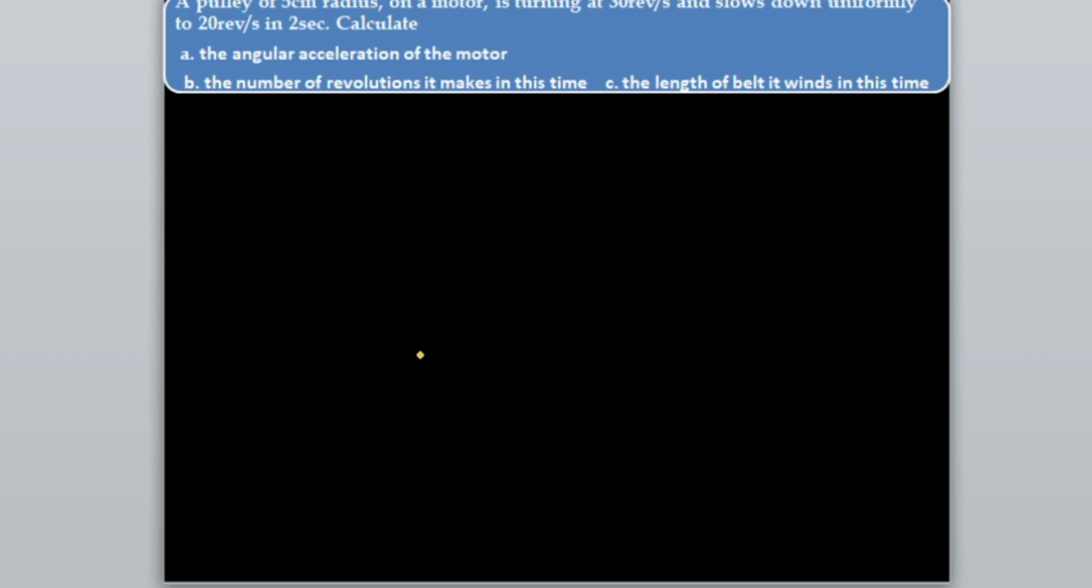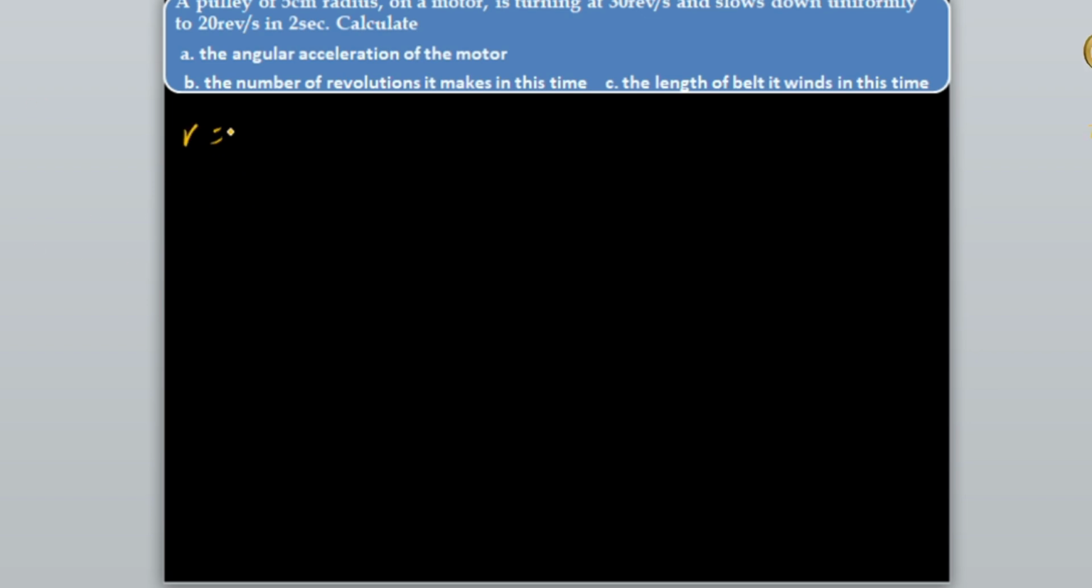A pulley of 5 cm radius on a motor is turning at 30 revolutions per second and slows down uniformly to 20 revolutions per second in 2 seconds. Calculate the angular acceleration of the motor. What kind of motion is this? It is uniformly accelerated motion.